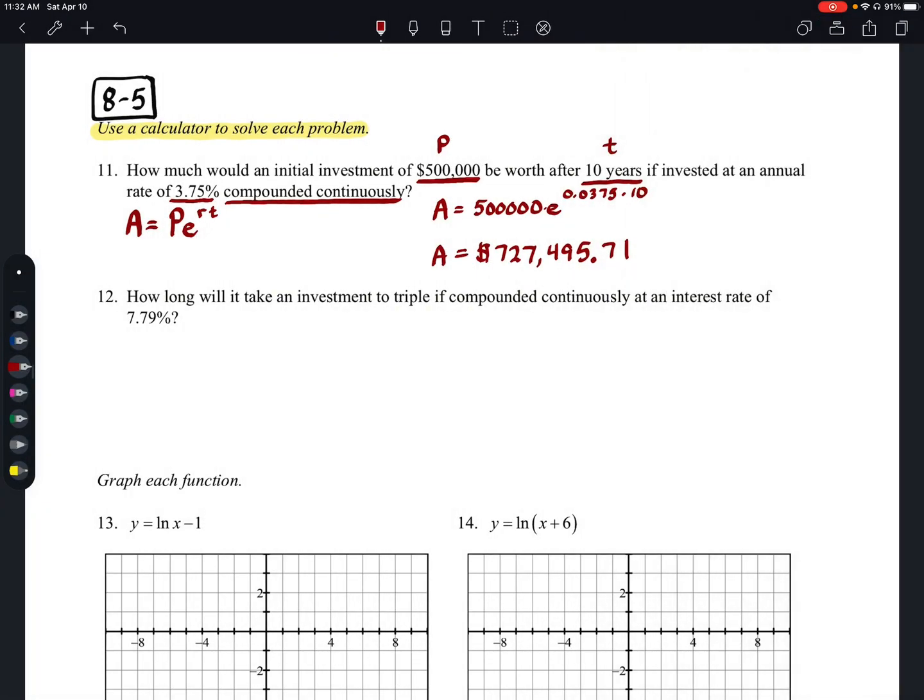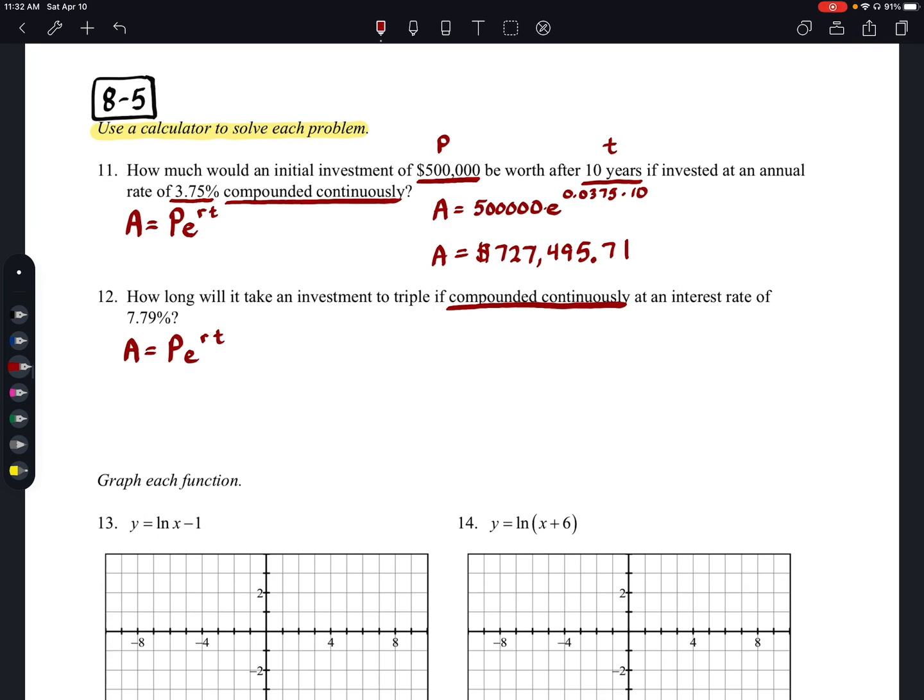Now let's go on to number 12. How long will it take an investment to triple if compounded continuously at an interest rate of 7.79%? So this one, it kind of seems like we're missing some information, right? So if we think about this, I'm going to just recopy my formula. A equals P times E raised to the power of RT.